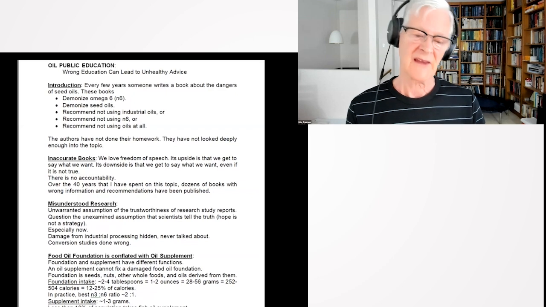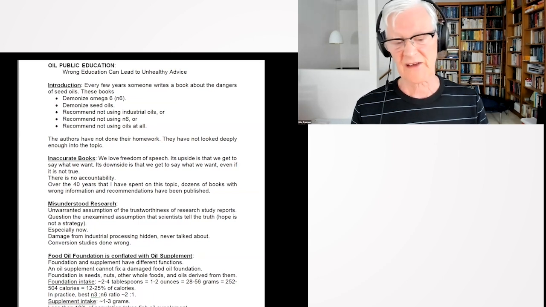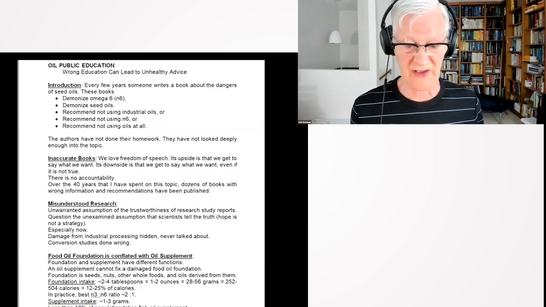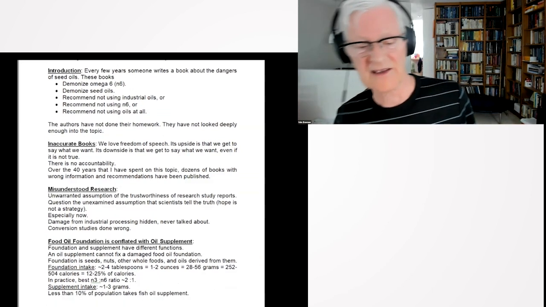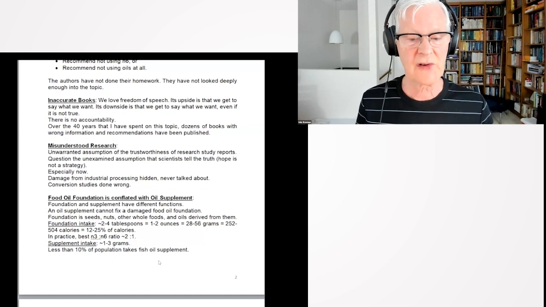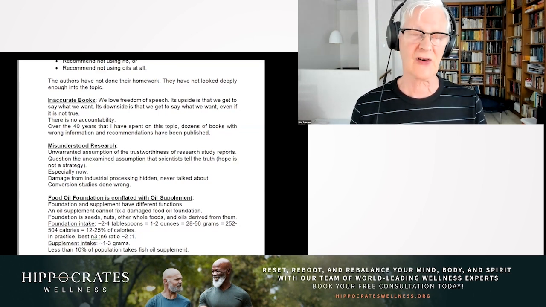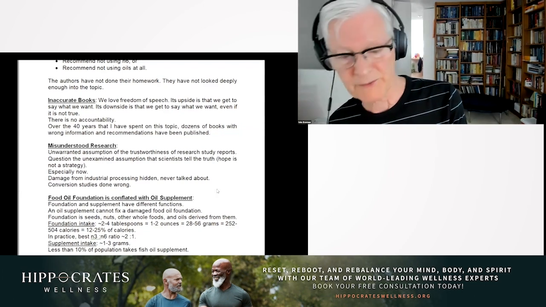And the ratio between the two needs to be paid attention to, because if you get too much of one, it crowds out the other. And if you get too much of the other, it crowds out the one. So we work with the ratio of 2 to 1. That's where we've always in practice seen the best results, although some of the theoreticians disagree with us. Supplements are 1 to 3 grams. And less than 10% of the population takes fish oil supplements. Last I looked, it was 7.8%. That was a figure from 2015. Next slide, please.